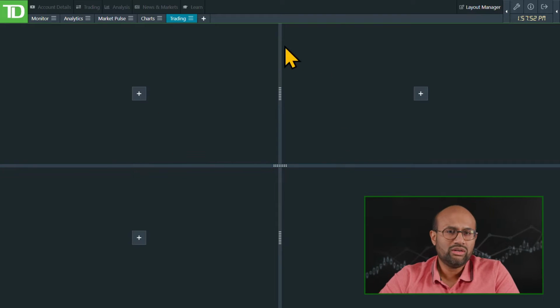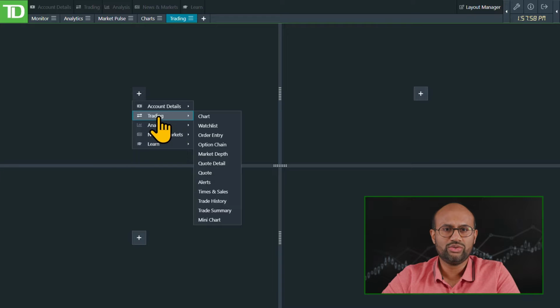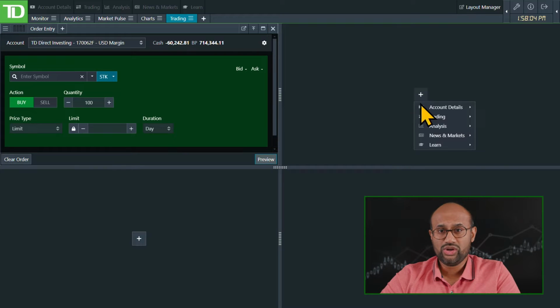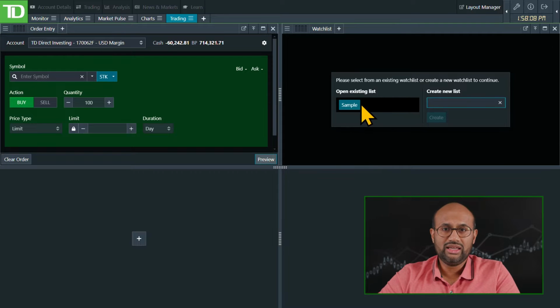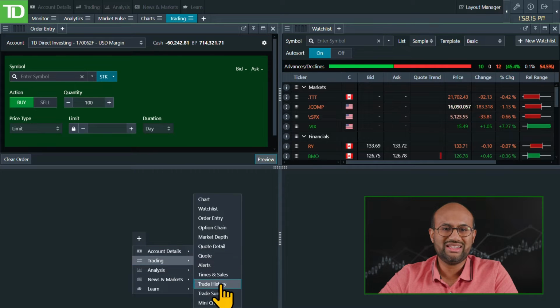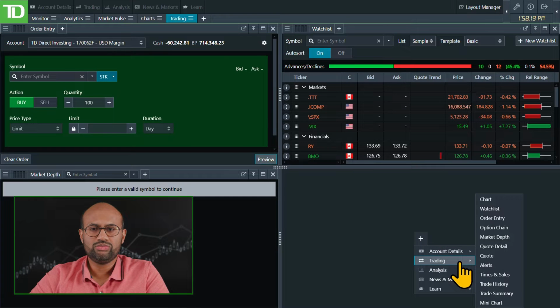So now, I'm going to go ahead and add the widgets that I want to have in this workspace. First off, I'm going to add in our order entry. That's going to be found under the trading category. I'm going to select that over here. Next, beside it, I'm going to go ahead and add in our watch list. I'm going to put that here, and then I'm going to load up this list. And then on the bottom left, we're going to put in our market depth. And then finally, on this bottom right, we're going to put in our time and sales over here.